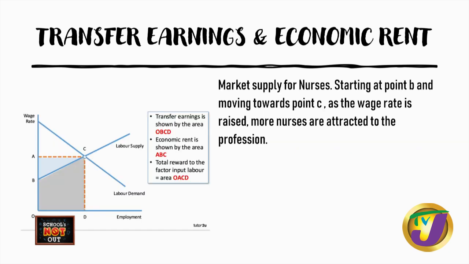Now, looking at the market supply for nurses, if we start at point B on this graph and we move to point C, as the wage rate is increased, more nurses are attracted. So we notice that the supply of labor curve slopes upwards. So at higher wage rates, more people will enter the market. They'll make themselves available to become nurses because they have a different amount of transfer earnings than the persons that were already in the market.